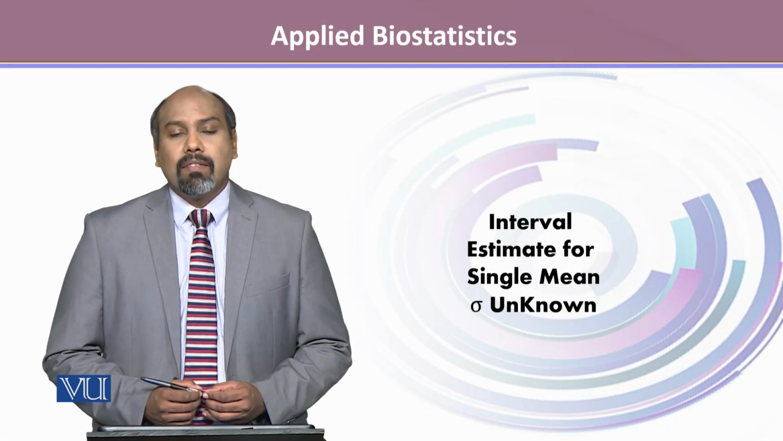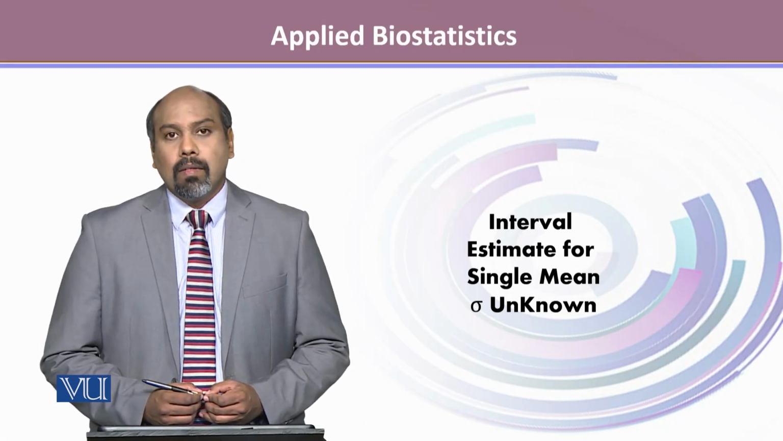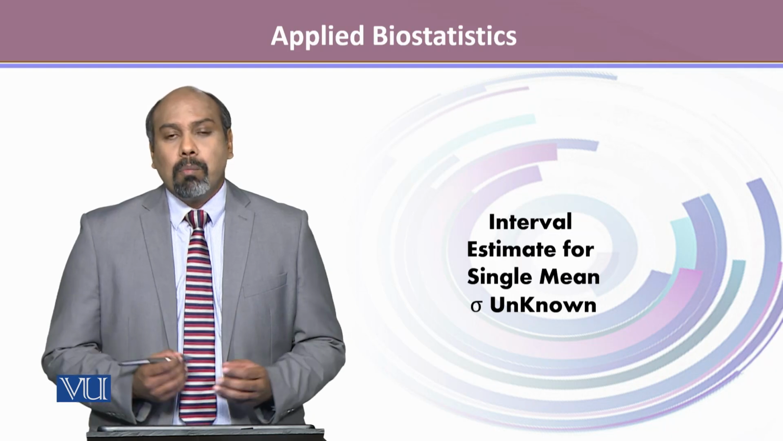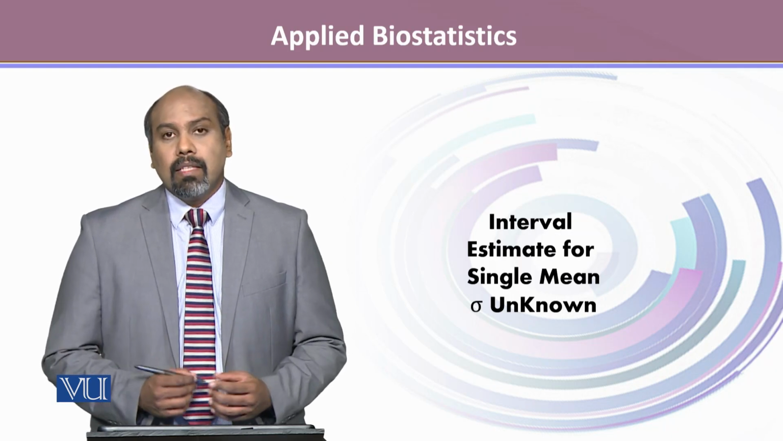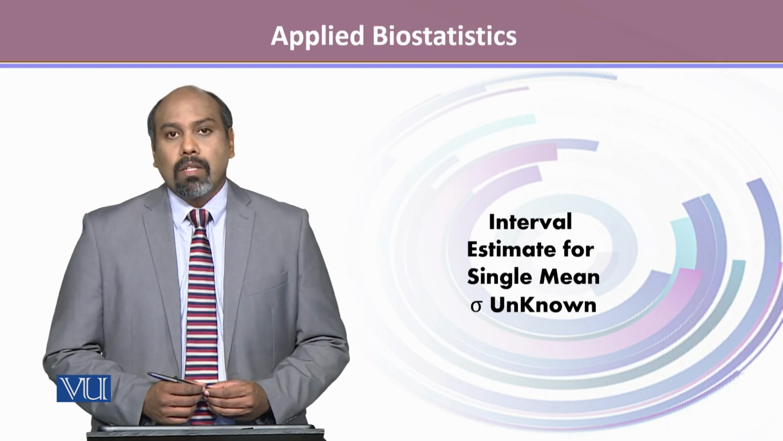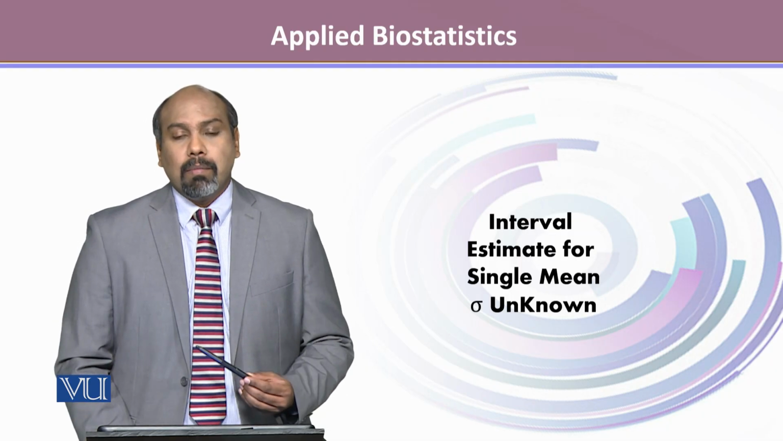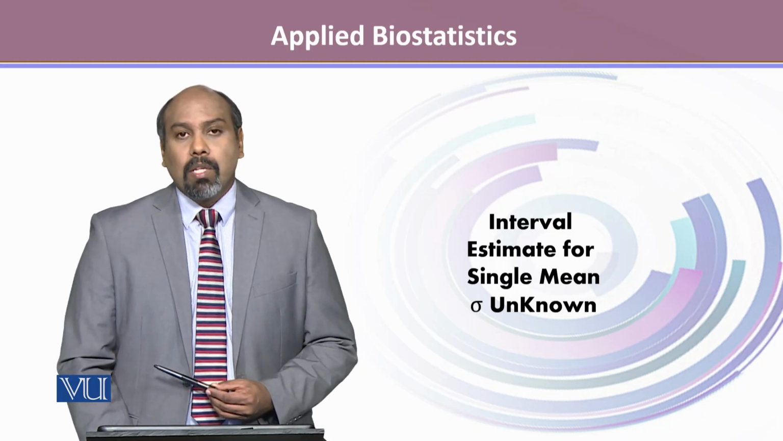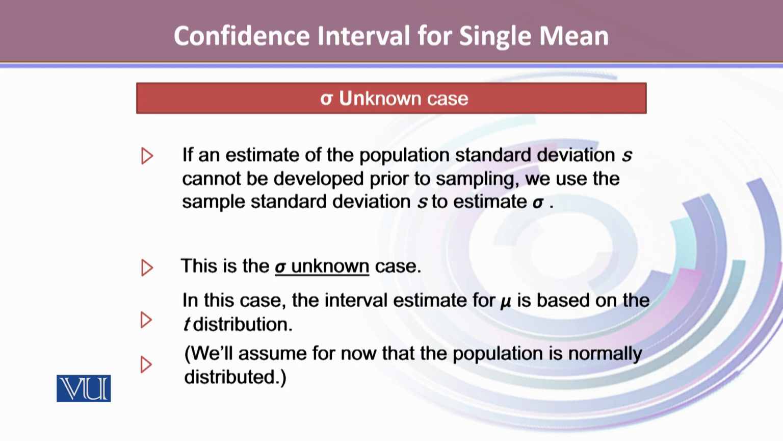When we calculate the interval estimation of population mean, there is a case when population variance is unknown. In this module, we'll learn to calculate the interval estimate of population mean when the population variance is unknown. If an estimate of the population standard deviation cannot be developed prior to the sampling, we use the sample standard deviation s to estimate sigma, that's the population standard deviation. This is the case when population standard deviation is unknown.